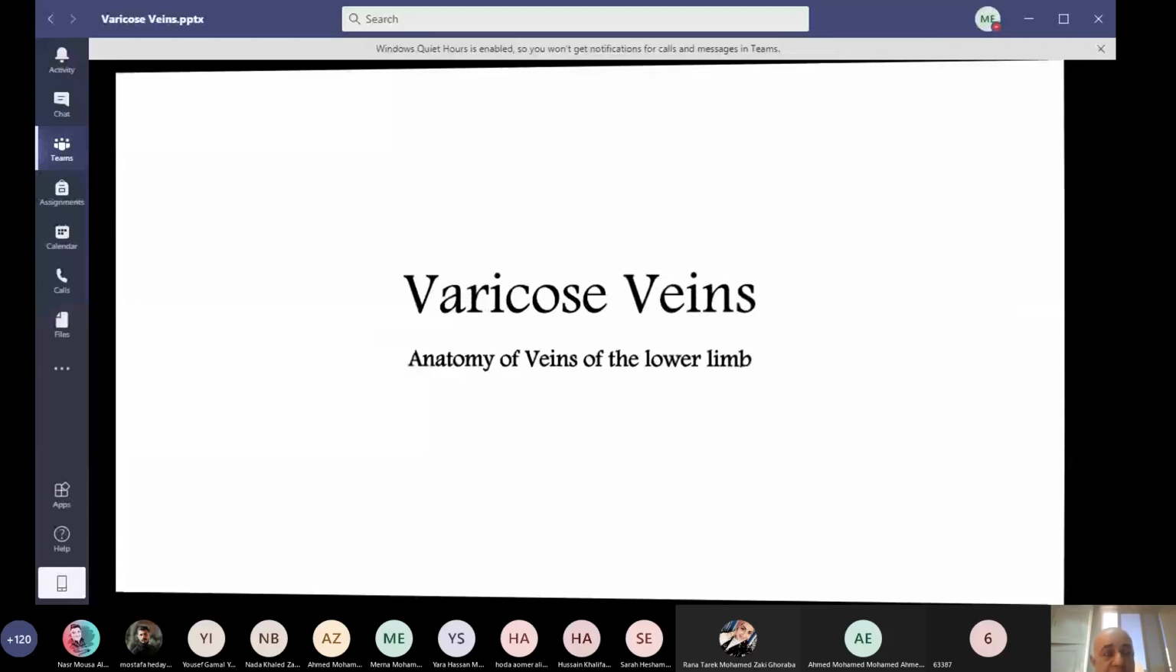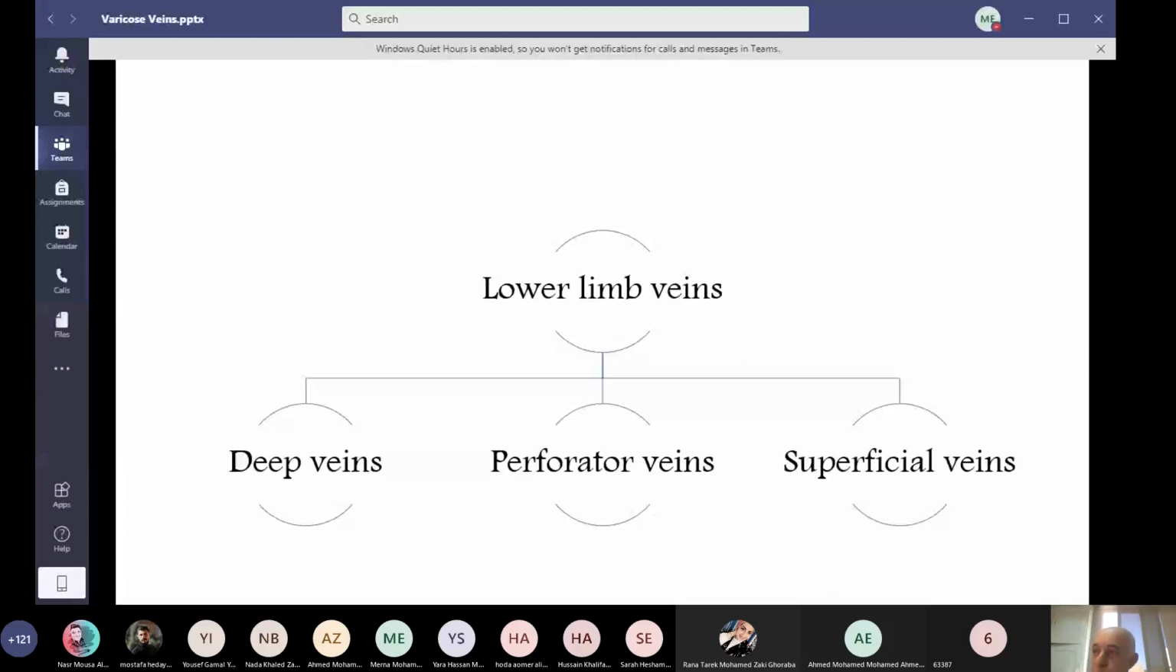By definition, varicose veins are dilated, elongated, tortuous veins. This dilatation is a result of increased pressure. So the cornerstone for that is the presence of increased pressure, as we will see how this happens. To understand this, we must first know how the lower limb veins are formed.